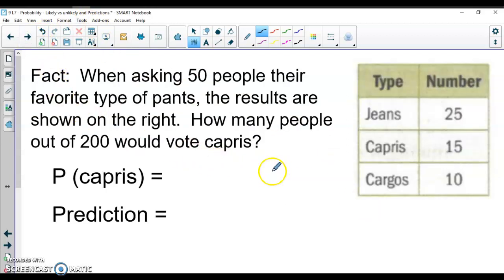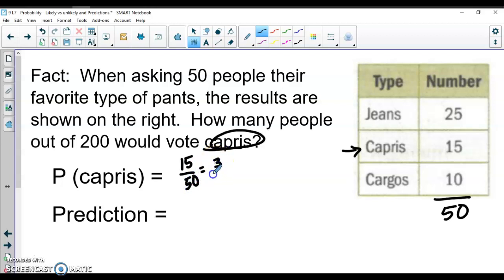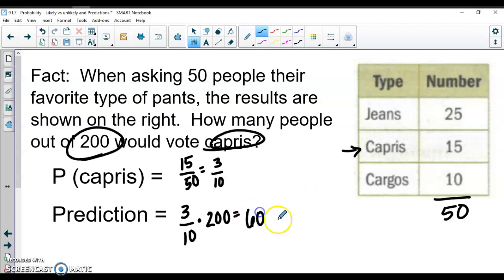In fact, when asking 50 people their favorite type of pants, the results are shown to the right. So we know that there's 50 people here. That's kind of nice. How many people out of 200 would vote for capris? So if we look at capris, we want to first figure out the probability of picking capris. 15 out of 50. Reduce, you're going to get 3 out of 10. So prediction, we're going to take our probability and we're going to multiply it by our larger sample size. We're trying to predict out of 200 people, how many would this be? So 3/10 times 200, you are going to have 60 people prefer capris.